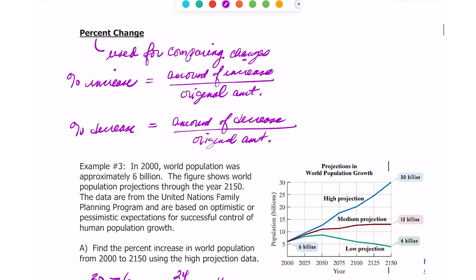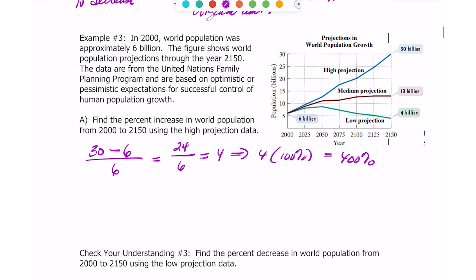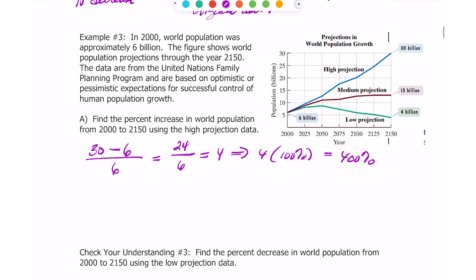So we should add that onto the formula. I'm going to multiply that by 100%. So that means that the projected increase in world population is approximately 400% by the year 2150, considering from the year 2000.